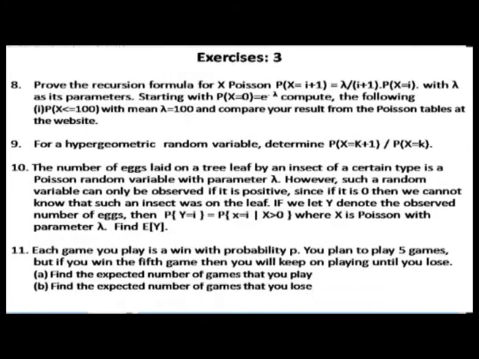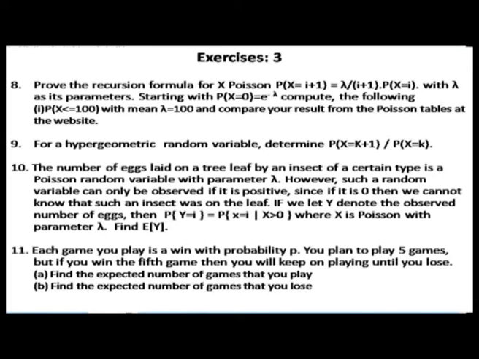Question 8, prove the recursion formula for X Poisson, which is probability X equal to i plus 1 is lambda upon i plus 1 into probability X equal to i, with lambda as its parameter. So, for a Poisson random variable with lambda as the parameter, you have to show this, and if you start with probability X equal to 0 equal to e raised to minus lambda, then you can compute probability X equal to 1, and so on, from this recursion formula.